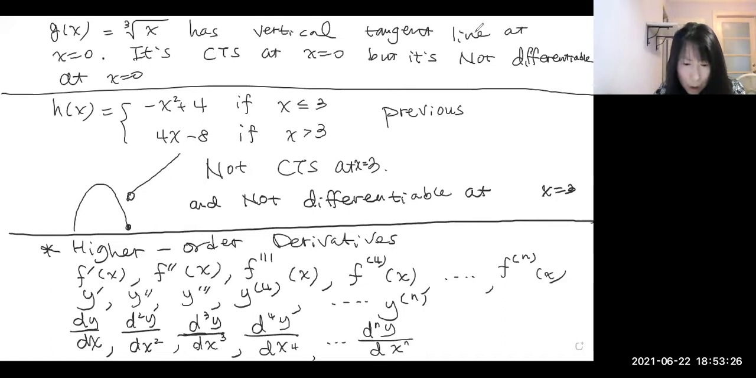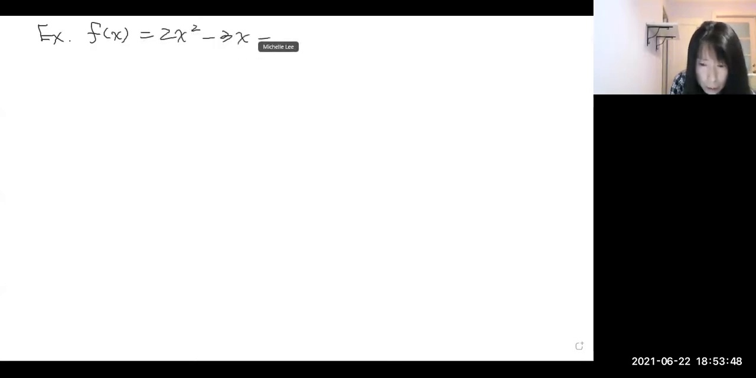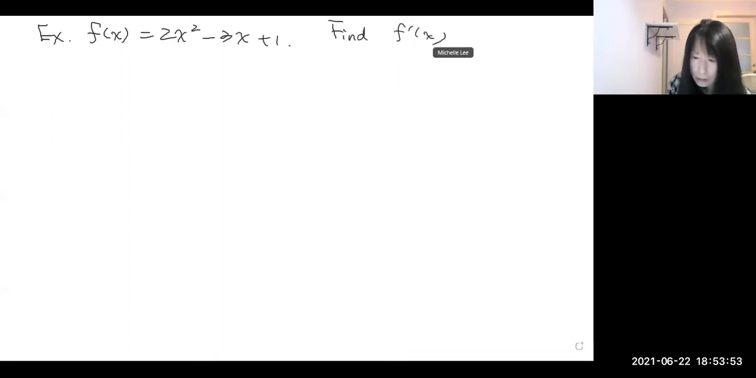Let us do one problem. I wanted to do acceleration, but there's no time. It's just the same concept, so let us do just this one. We have f of x equal to 2x squared minus 3x plus 1. Find f prime of x. Then we're going to use the limit as h approaches 0.